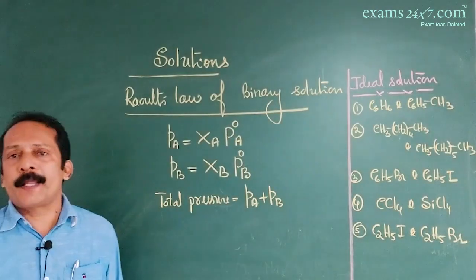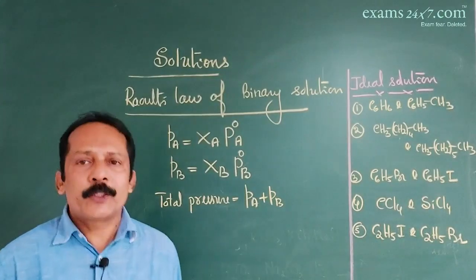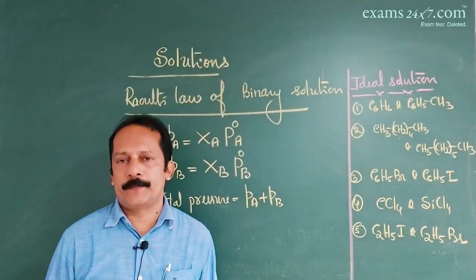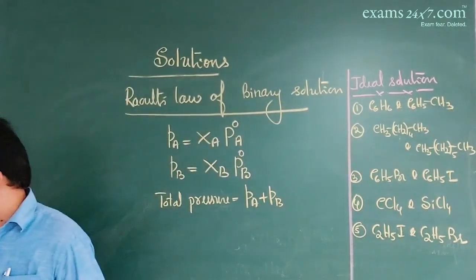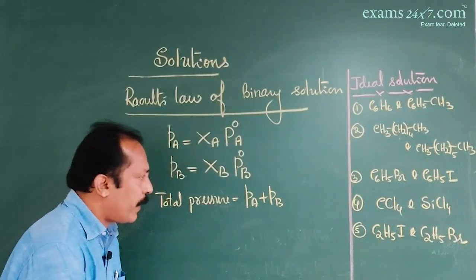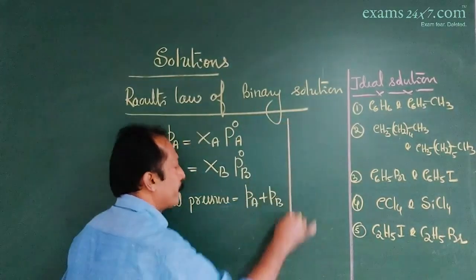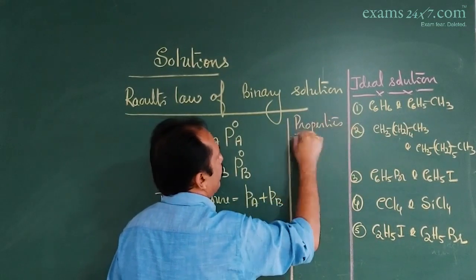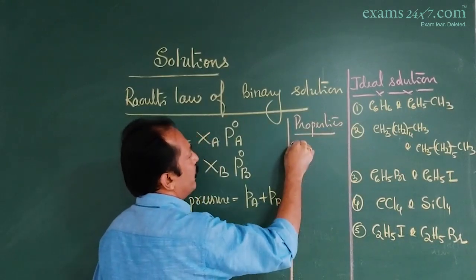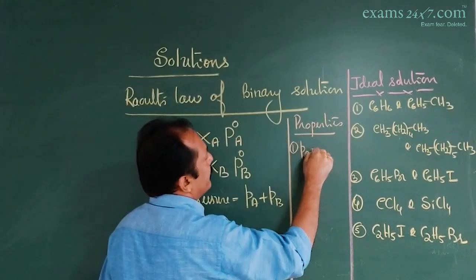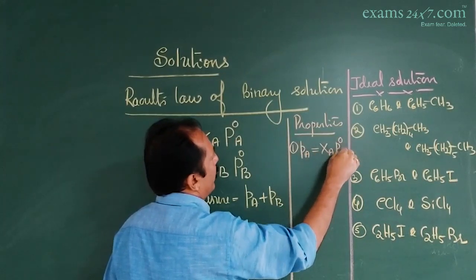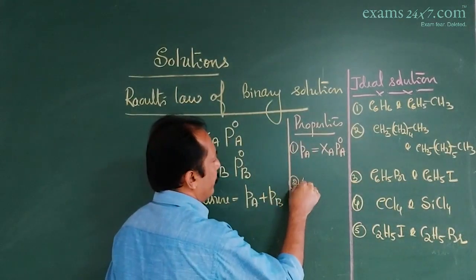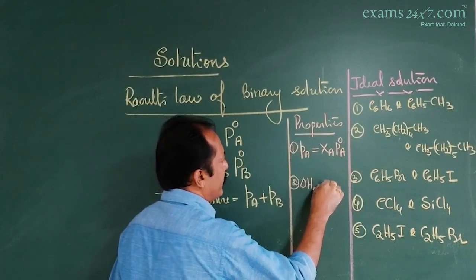Now, other properties of ideal solution. The solution which obeys Raoult's law at all concentrations is called an ideal solution. Therefore, about the different characteristic properties of ideal solution. First one, partial vapor pressure is equal to mole fraction of that component and vapor pressure of pure component. Second one, delta H mixing is equal to zero.